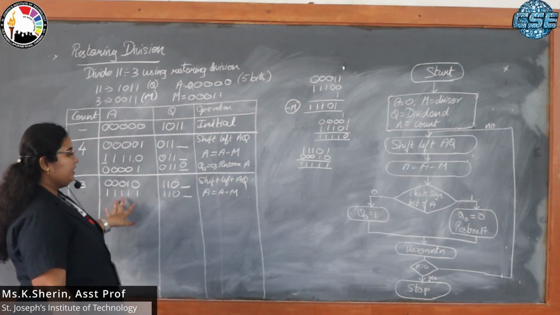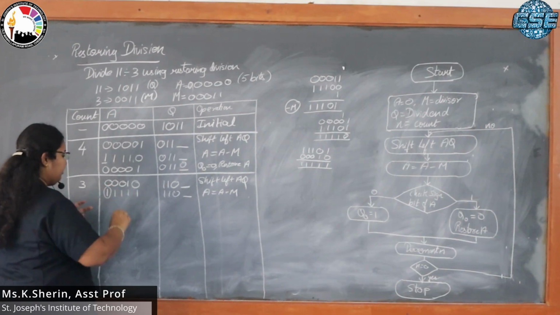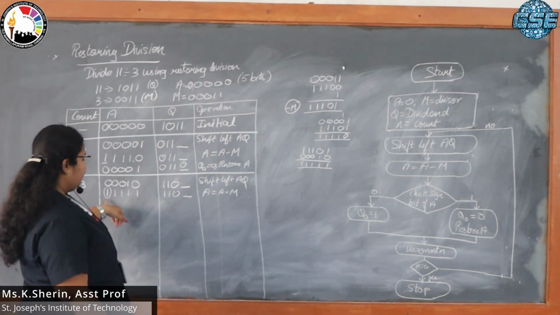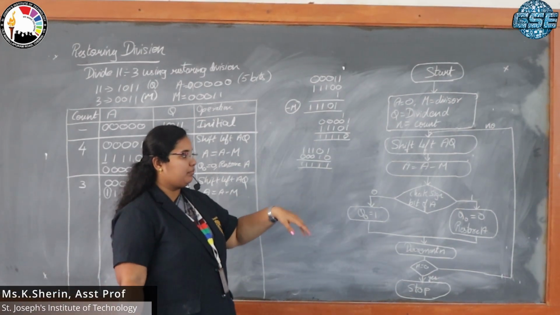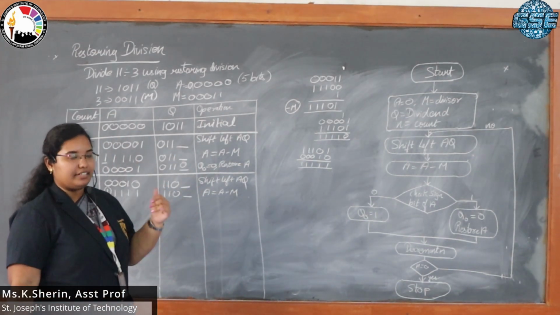What is the next operation? Checking your sign bit. So what is the sign bit over here? Over here you have the sign bit of the A value as 1. With my sign bit of A being 1, you are supposed to write Q0 is equal to 0 and restore A.